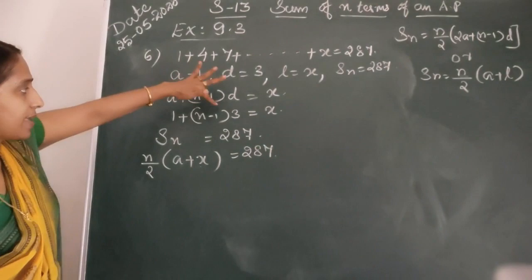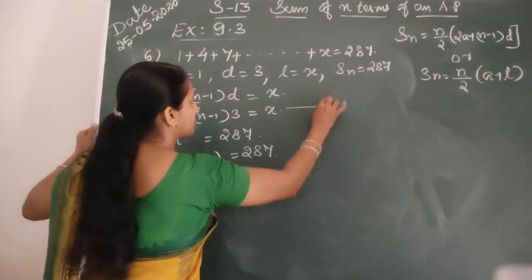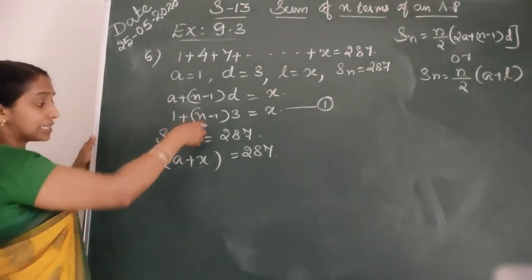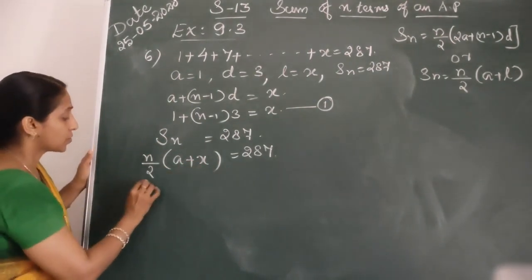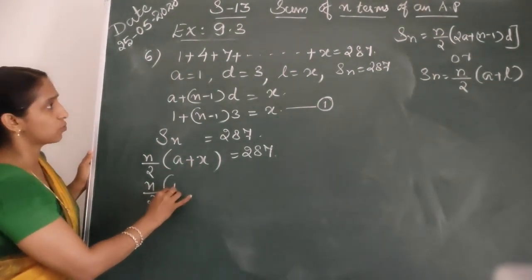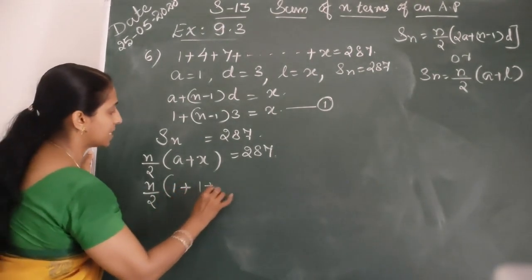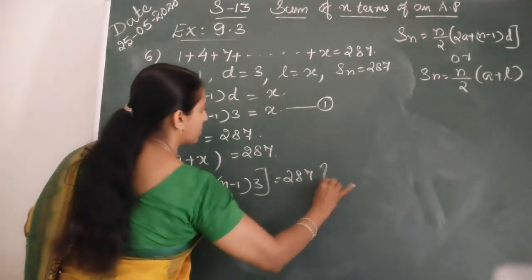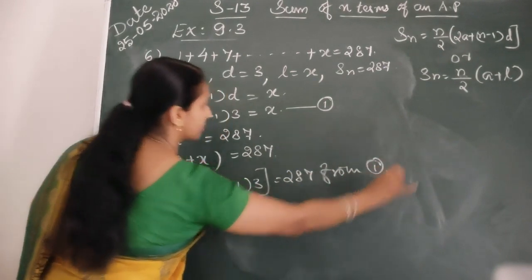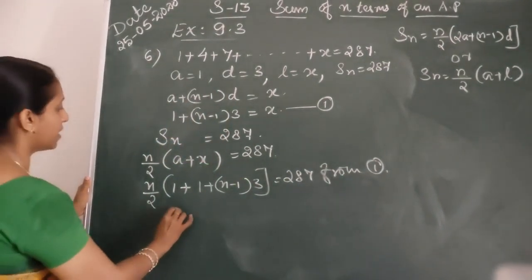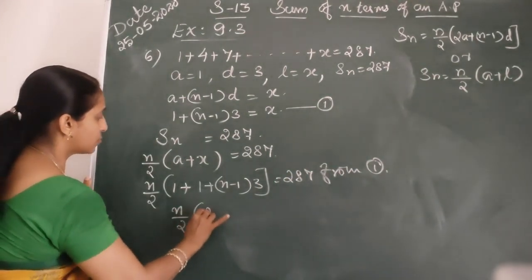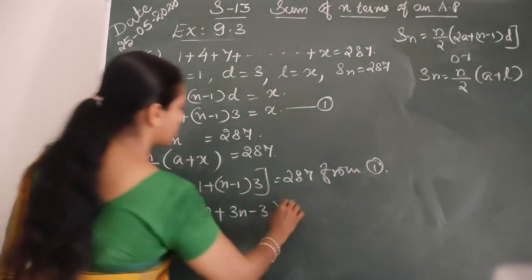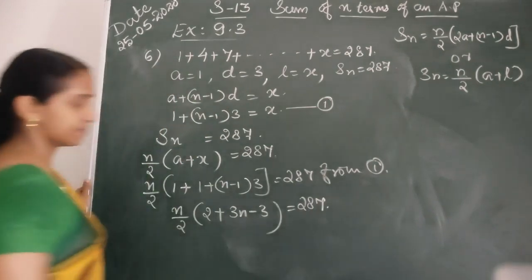And what is the value of x we are getting from equation 1? x is 1 plus (n minus 1) into 3. That you can substitute here. So n by 2 into (1 plus 1 plus (n minus 1) into 3) is equal to 287. Right? So you are going to solve it. n by 2 into (2 plus 3n minus 3), if you are opening the bracket, is equal to 287.